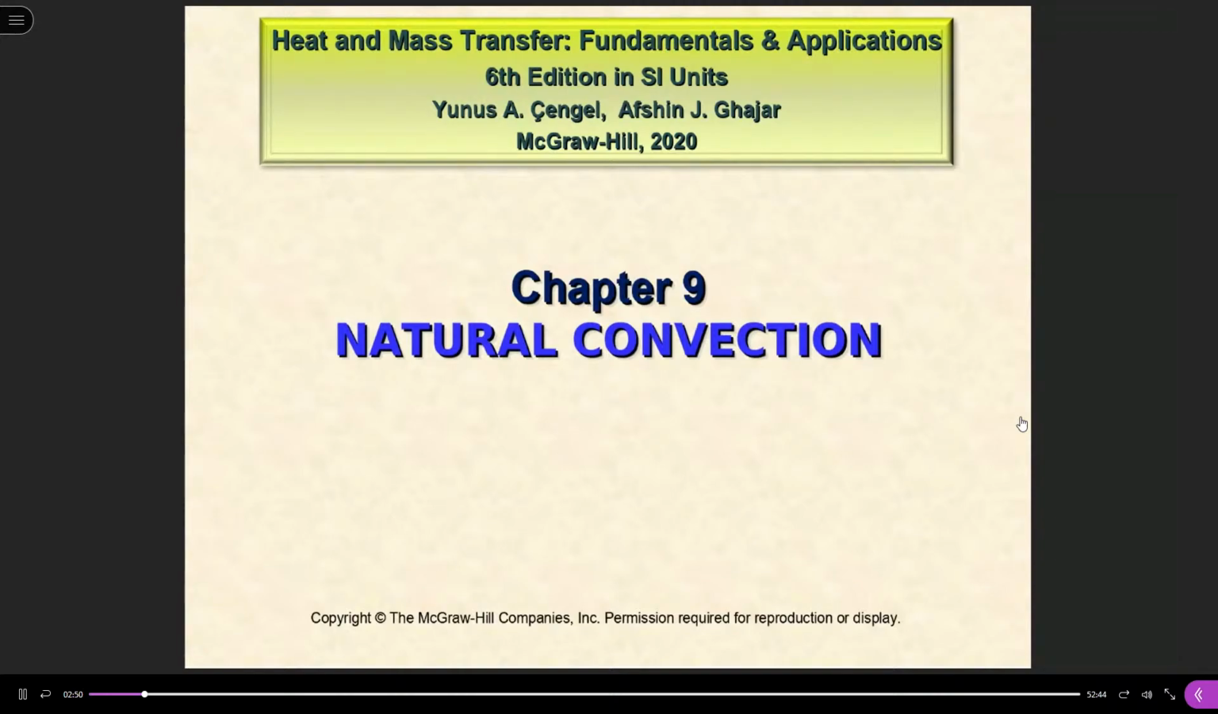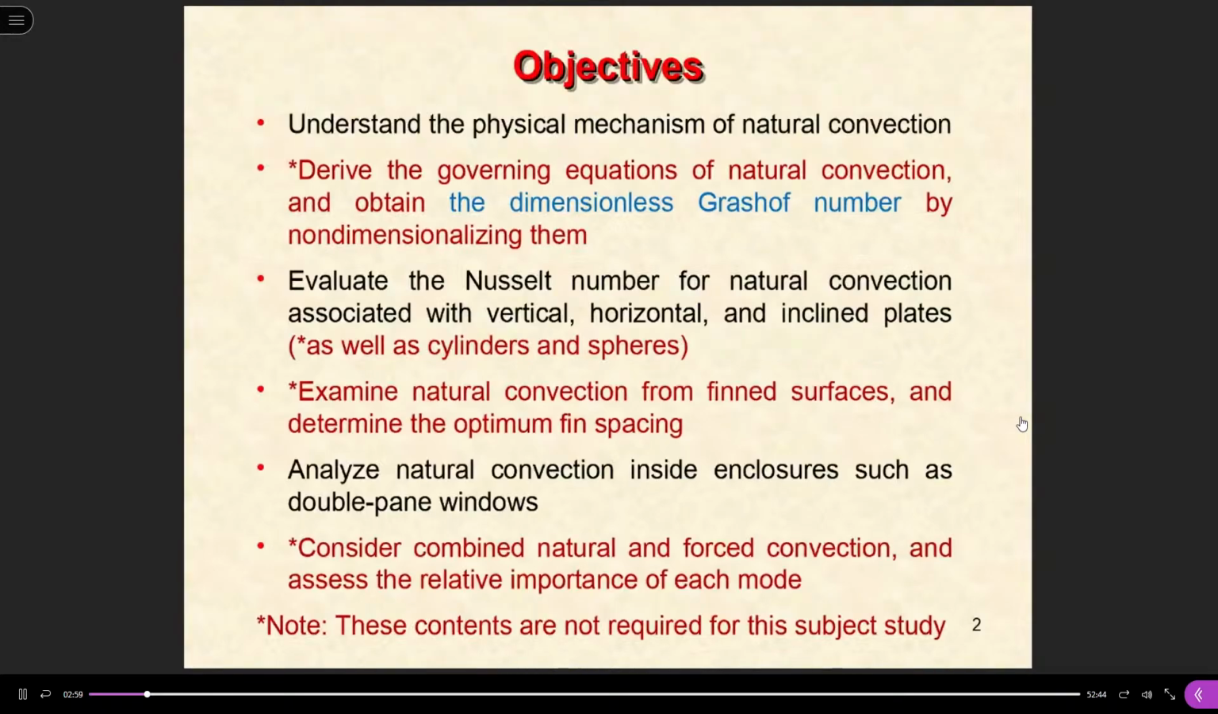Today, we come to a slightly different phenomenon, which is natural convection. Let's see what it's about. I will first go through these objectives, but those contents marked with a star are not required for the examination. But overall, we need to understand the differences between natural convection and forced convection, and that the way to calculate the h convection coefficient is very different. So that will be the objective of the study.